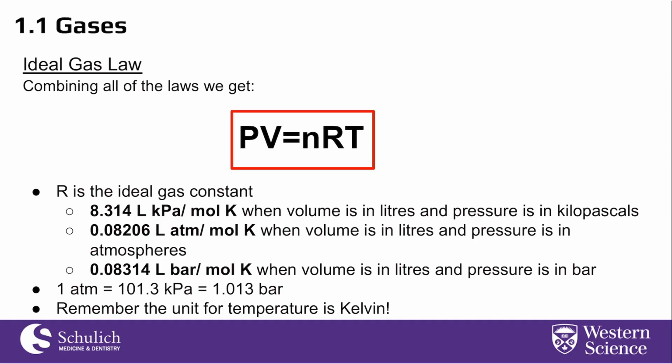When we combine all of these laws together, we get the ideal gas law, which is PV equals nRT. In this equation, R is the ideal gas constant. This constant changes depending on what units your volume and your pressure are in, so you just have to keep that in mind and make sure that you're using the right constant depending on what units you're working in. And also always remember that the unit for temperature is Kelvin.